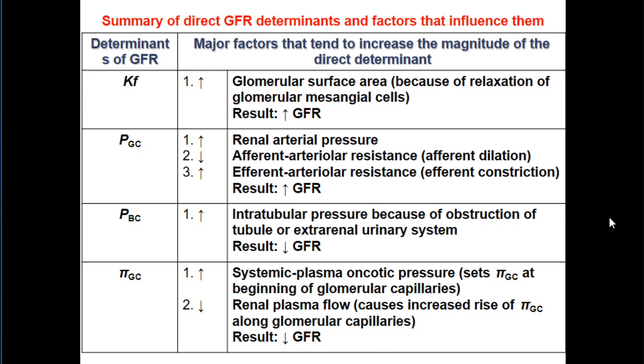In this slide, you have a summary of main GFR determinants and factors which influence them. So the first one you have is the coefficient, which is determined by glomerular surface area. For example, because of the relaxation of glomerular mesangial cells, the surface area increases, the GFR increases as well.